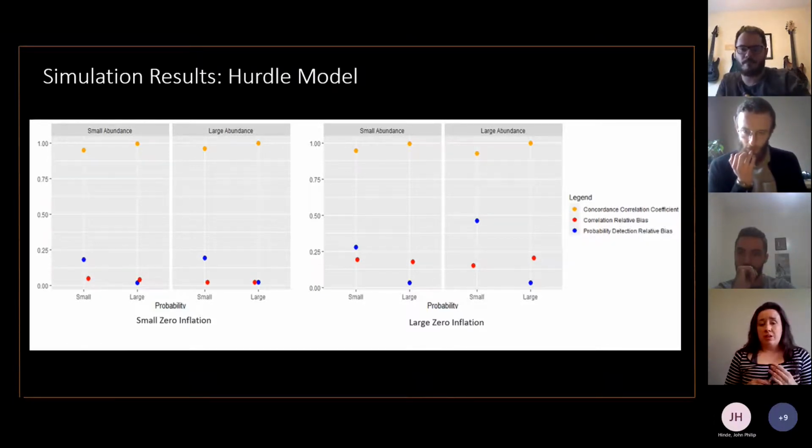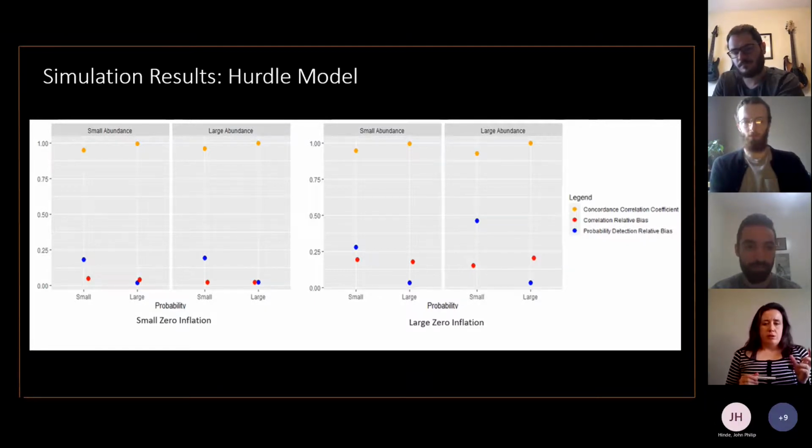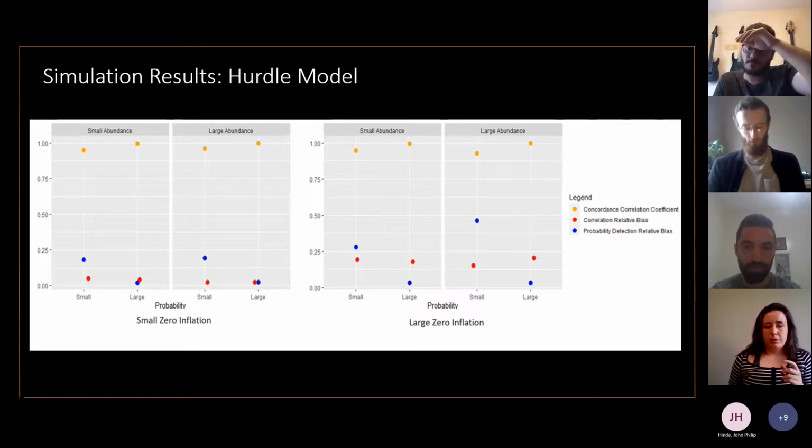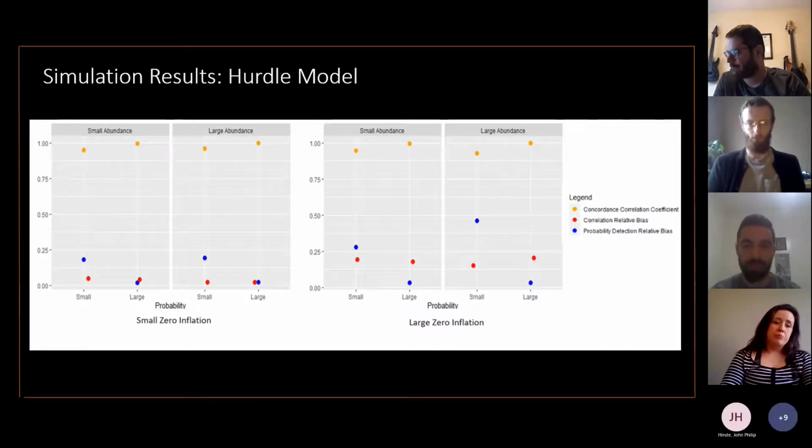So what we can see first is that across the board we have concordance correlation coefficients that are between 0.97 and 0.99, which is good. It means that we're producing pretty accurate estimates of abundance in all situations. The estimates of abundance are better in each case when the probability of detection is large, which makes sense when you think about it. The larger the probability of detection, the more likely that more of the animals that are present at a site will be observed. So it makes it easier to estimate the actual population.